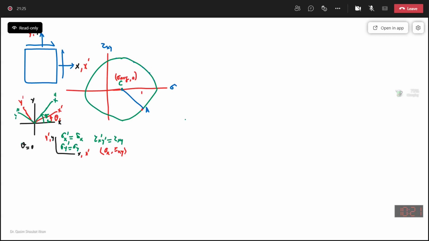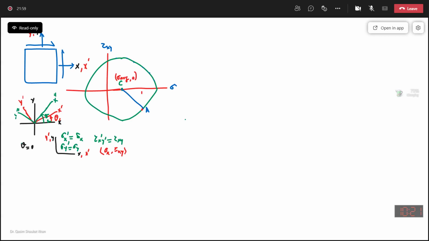Why are we getting the same coordinates? Because theta is 0. The x dash axis is coinciding with the x axis, and the y dash axis is coinciding with the y axis. Is this point clear, guys? Yes, sir. Okay, if this is clear, so this is one point.